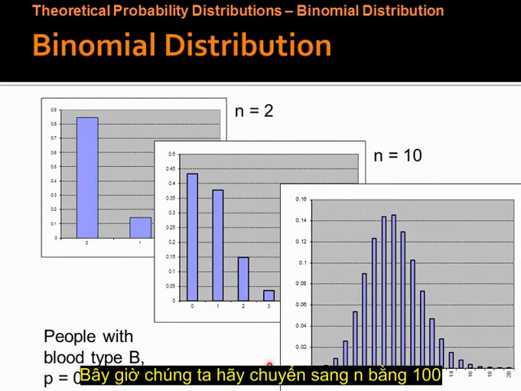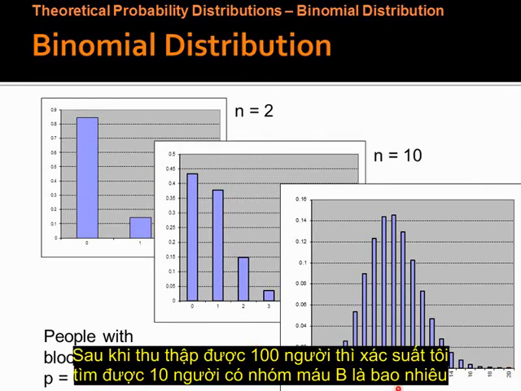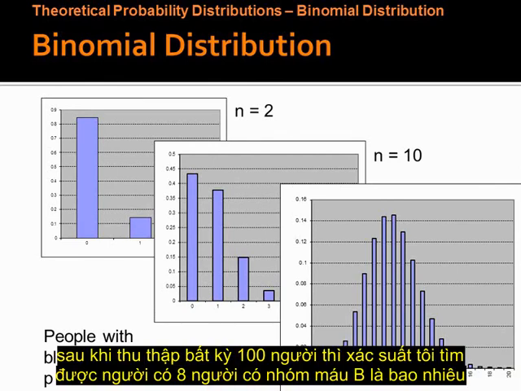Now let's go to n equals 100, meaning that after collecting 100 people here, what is the probability of me finding 20 people inside here with blood type B? After collecting 100 people, what's the probability of me finding 10 people with blood type B? After collecting n equals 100, what's the probability of me finding 8 people with blood type B?